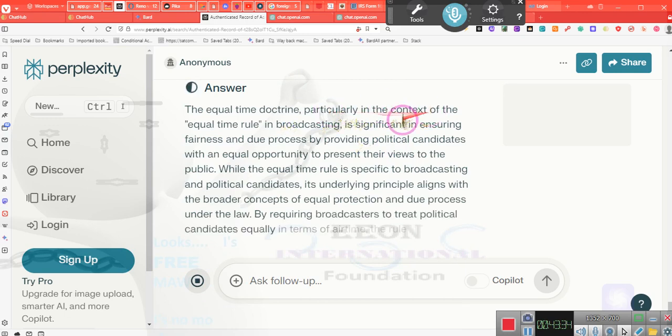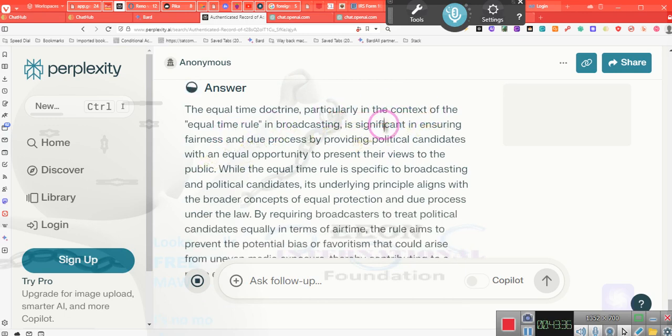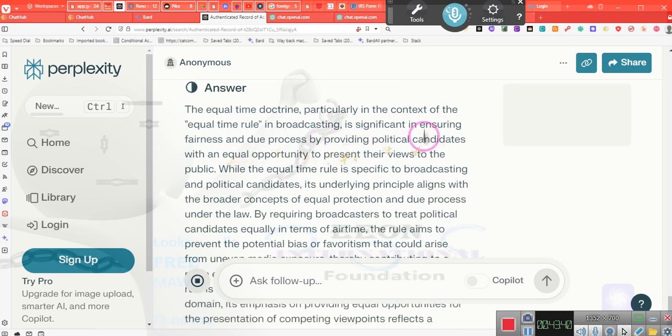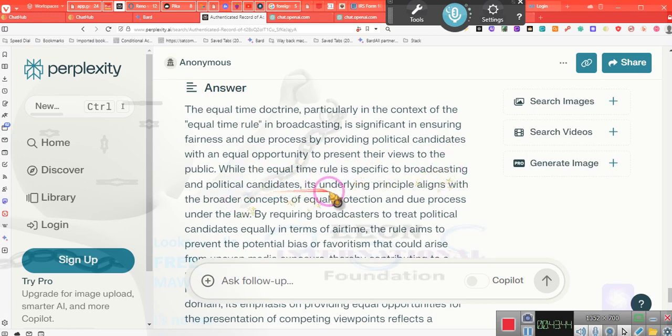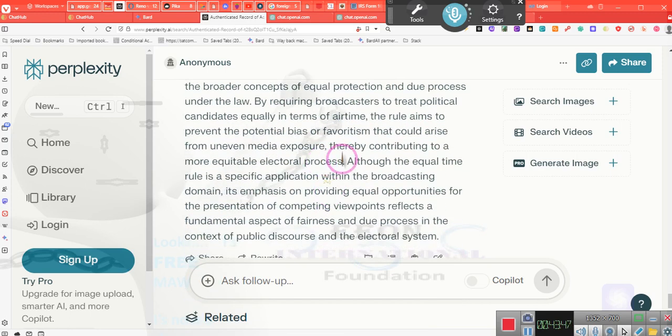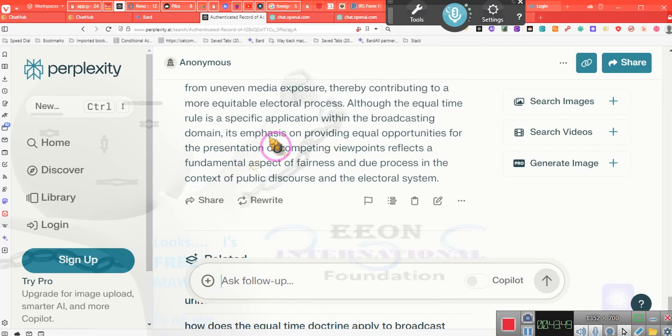Equal time doctrine, particularly in the context of equal time rule and broadcasting, is significant for ensuring fair and due process by providing political candidates an opportunity, blah, blah, blah, requiring the broadcasters, although the equal time doctrine is a specific application of broadcast emphasized. Nope.